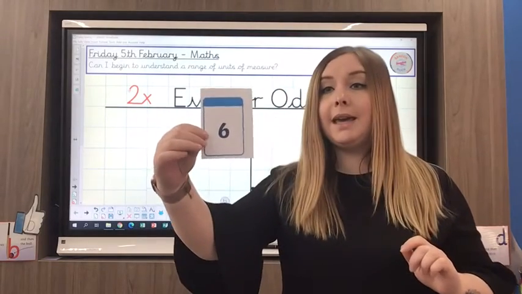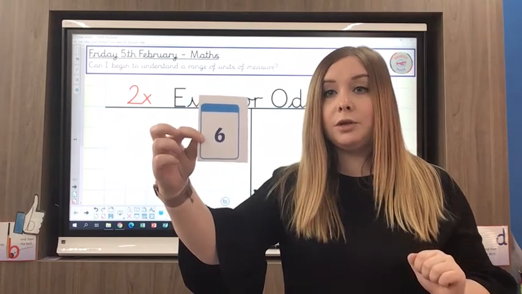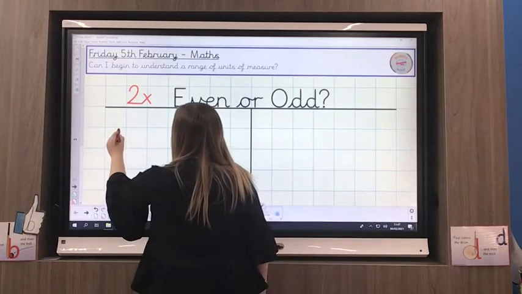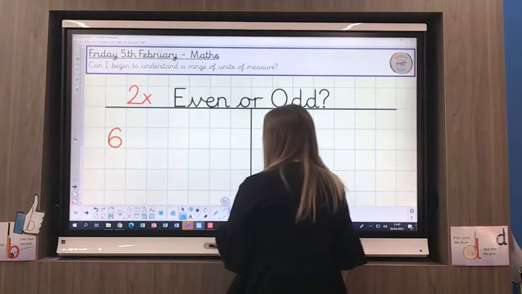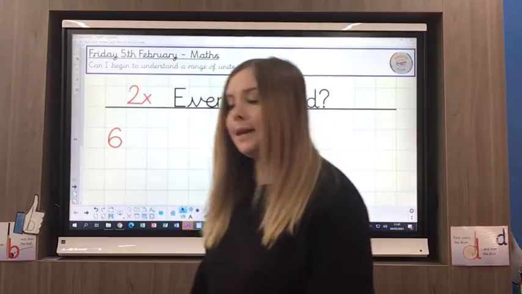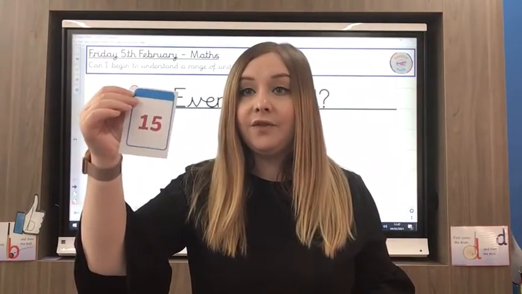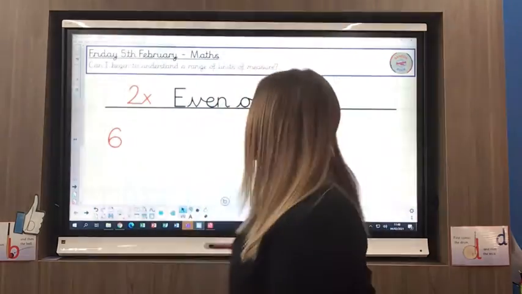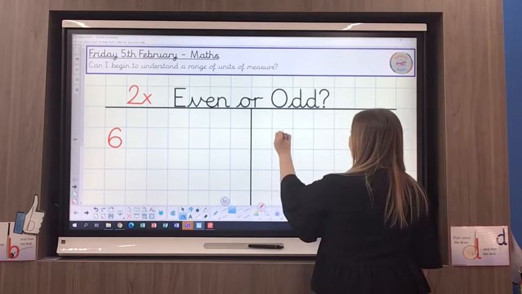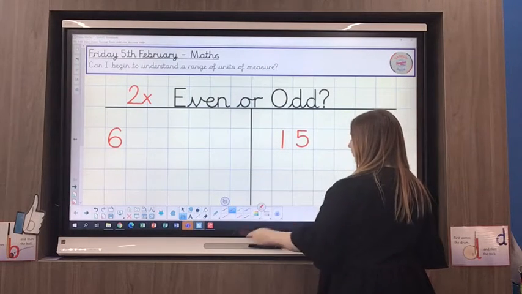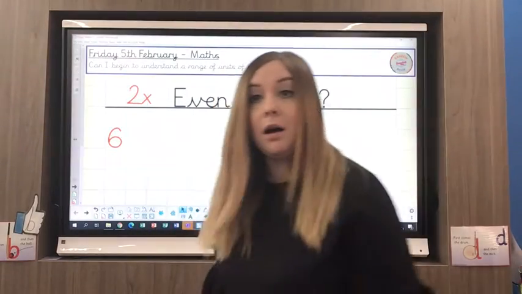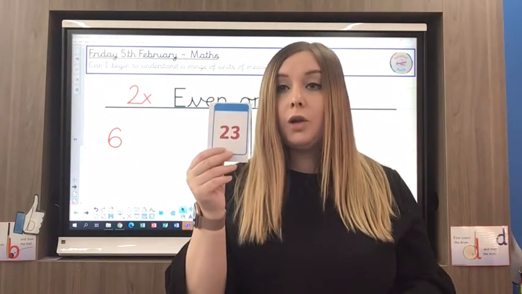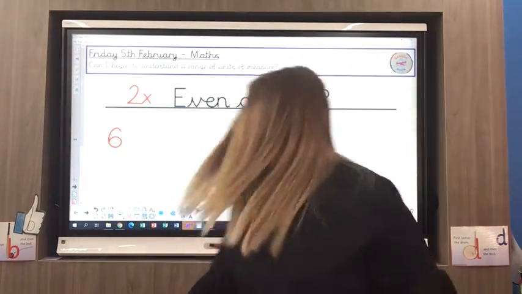So the first number is 6. Is 6 in our 2s? It is, brilliant. So that must mean it's an even number. Next one then, let's see. This one then, 15. Is that number in our 2 times tables? No, so that makes it an odd number. Let's keep going there. Next one, 23. What do we think about this number, Year 4? Odd or even? Odd, brilliant.